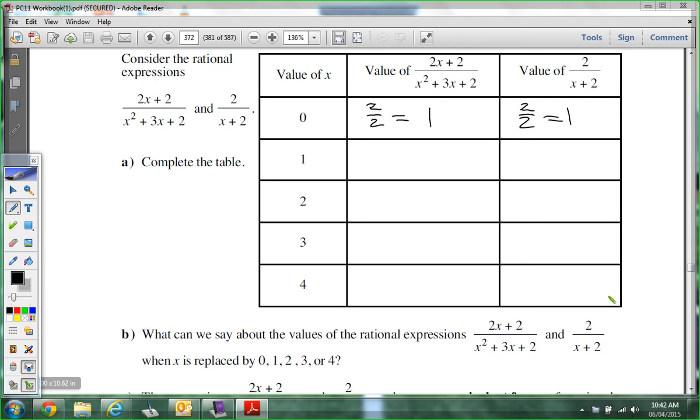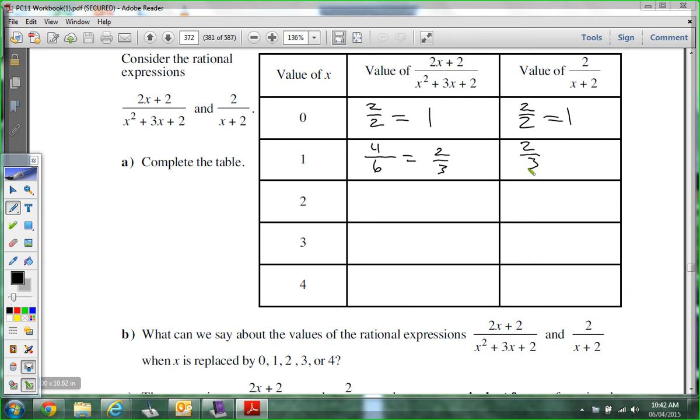Now, if I put a 1 in, 2 times 1 is 2, plus 2 is 4, so top is 4. 1 squared is 1, plus 3 times 1 is 3, which is 4, plus 2 is 6. 4 over 6 reduces to 2/3. You'll see the one on the right: 1 plus 2 is 3. I get 2/3.